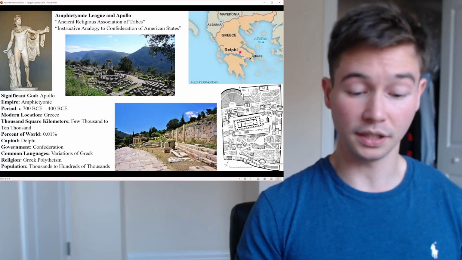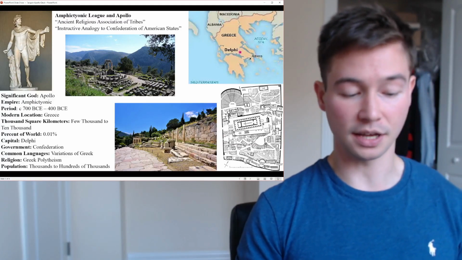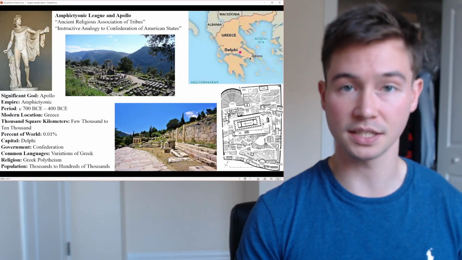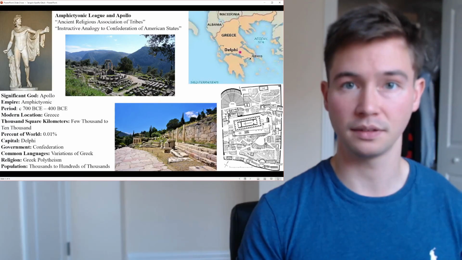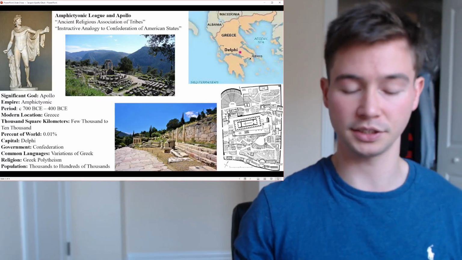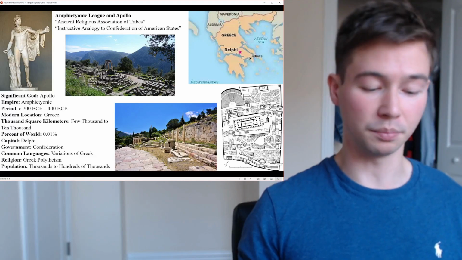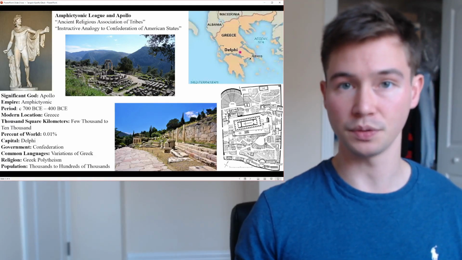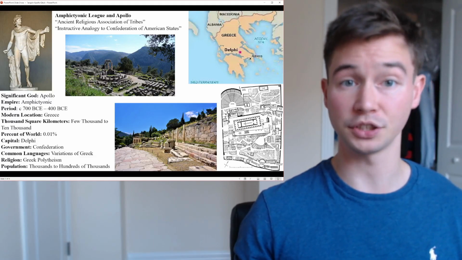The Amphictyonic League also set the rules of battle so as to protect the sanctuaries and impose sentences on those who molested sanctuaries, so sort of like property of the Confederation, which were religious sites. All members were obliged to pledge themselves by an oath, as reported by Aeschines, who was one of the great orators of ancient Athens.